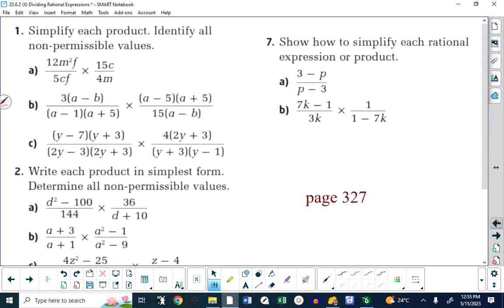Does anybody have any of these you would like me to go over? Jay? 2C?